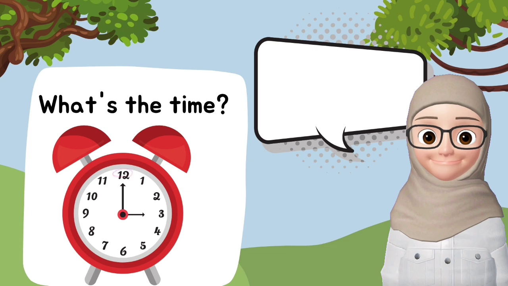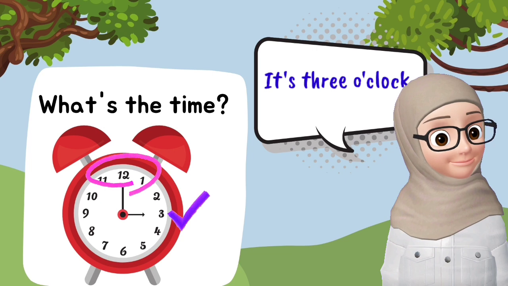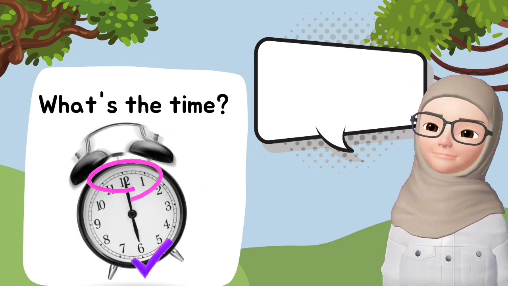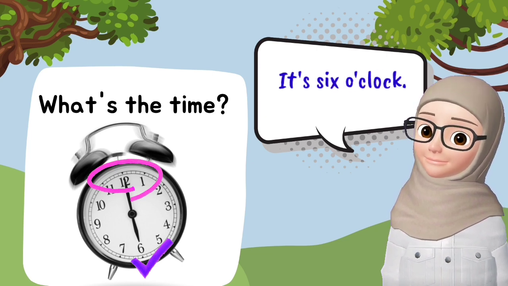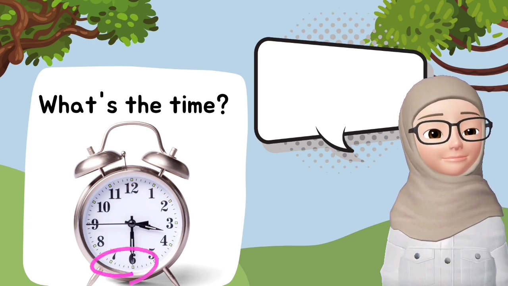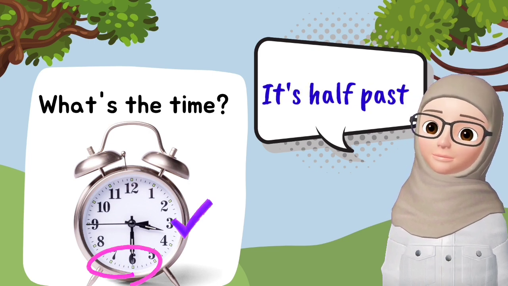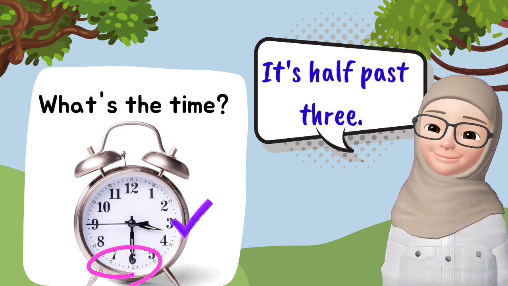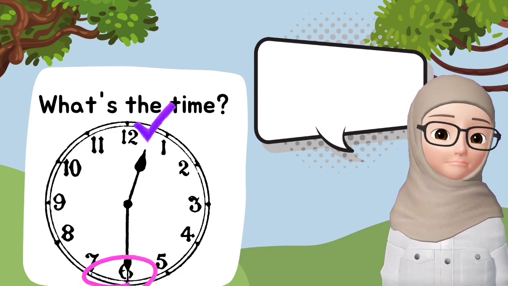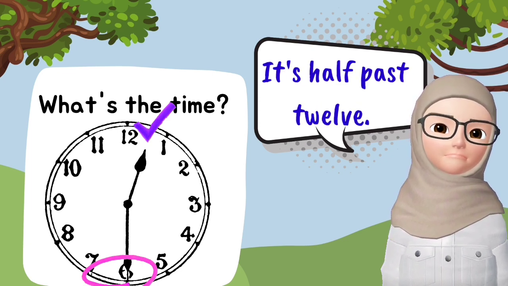What's the time? The long hand points at number 12. It's 3 o'clock. What's the time? It's 6 o'clock. What's the time? It's 3:30. What's the time? It's 12:30.